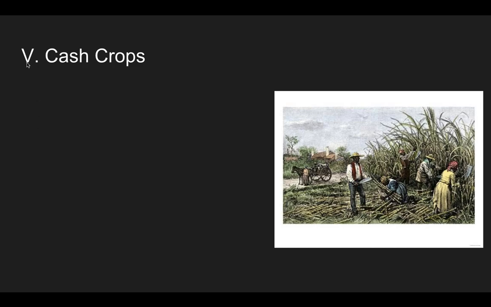Okay, Roman numeral 5 is cash crops. Please take that note. And you're kind of catching on that everything that's written in white is the notes you're taking. Here are enslaved labor picking what looks like sugar cane. So this is probably in the Caribbean or in parts of Louisiana or Alabama.